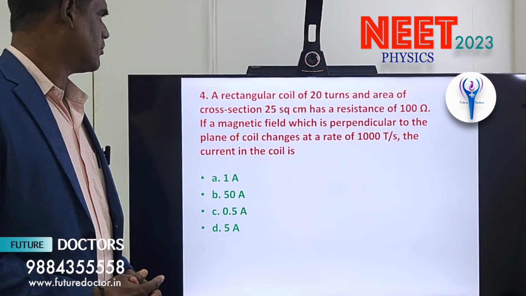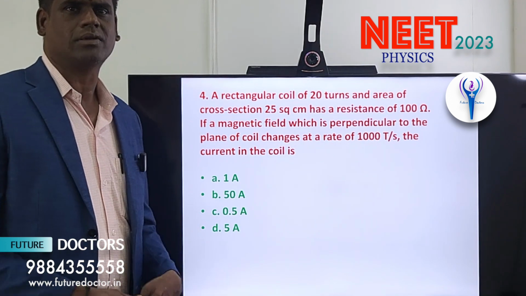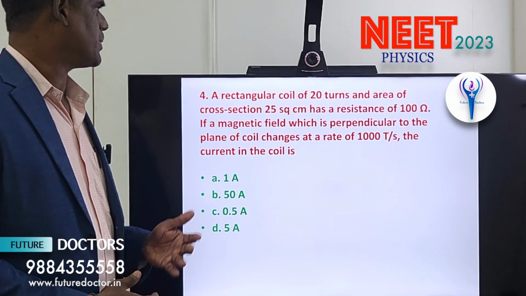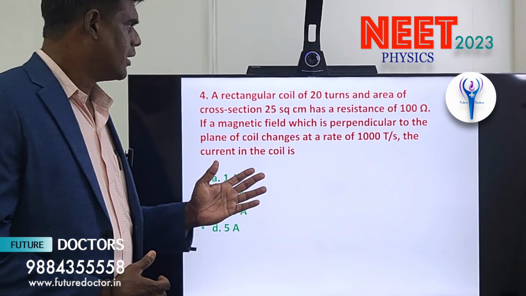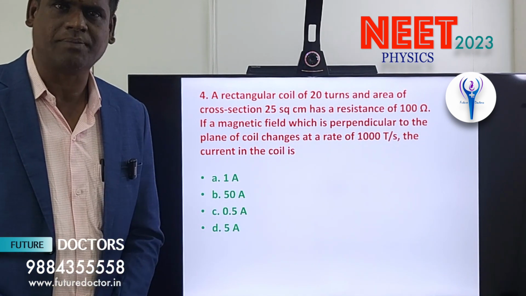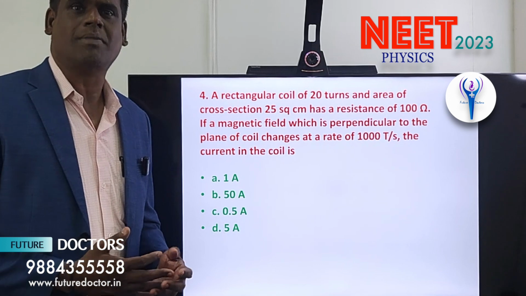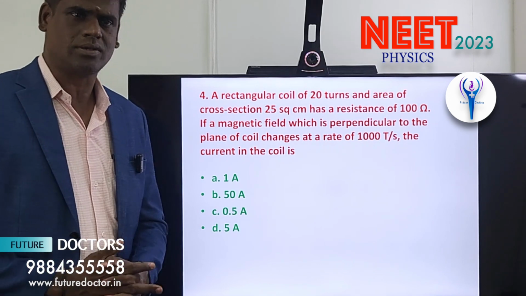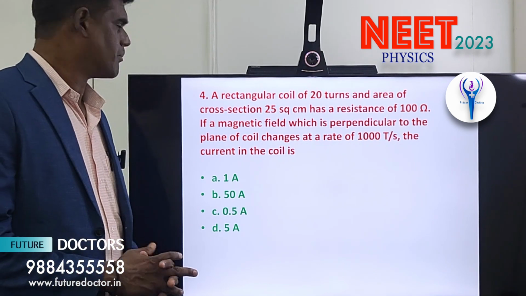Here also you want to find the EMF induced. From that you can find the current with respect to resistance and 1000 Tesla per second. It means here the change in the magnetic field per unit time. Next we will move to question number 5.